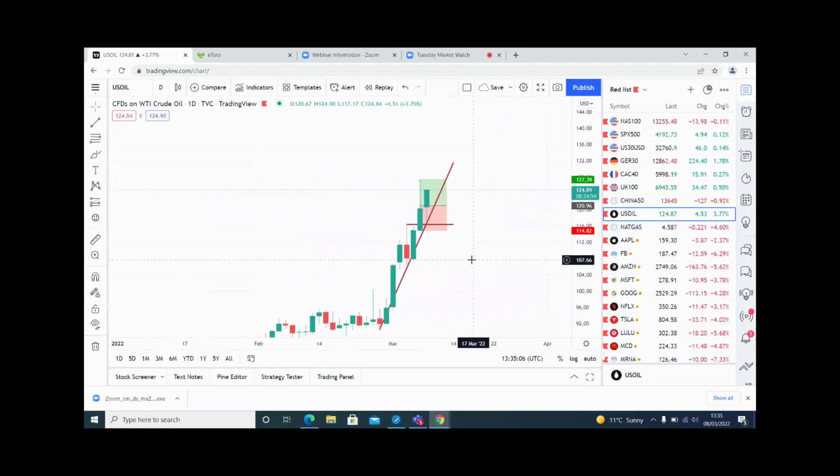So make sure you're not overexposed on one of these particular assets. Make sure that if you are trading, you're trading with a stop loss. You are trading within your means, so that if you have a losing trade, you're happy to take that losing trade on the chin.